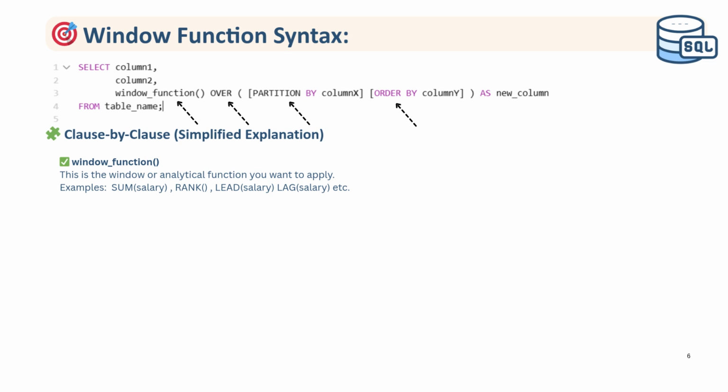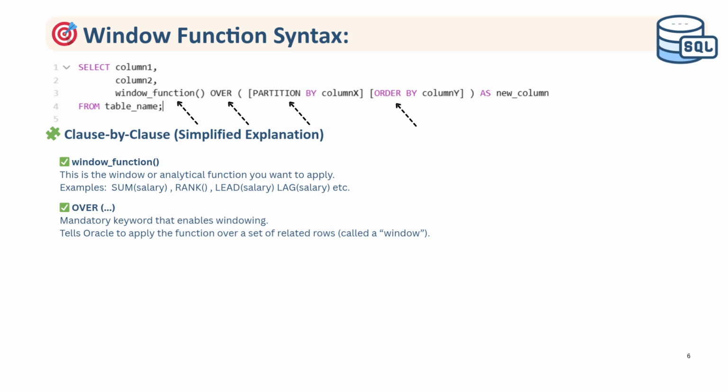Unlike regular aggregate functions, these don't remove rows, they calculate values relative to the current row. Over clause. The OVER keyword is what turns a normal function into a window function. It defines which rows the function should consider as its window, a sort of moving frame of data.